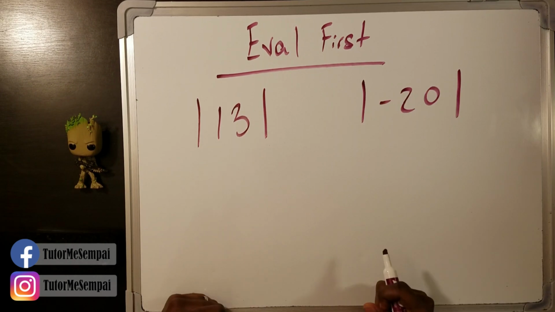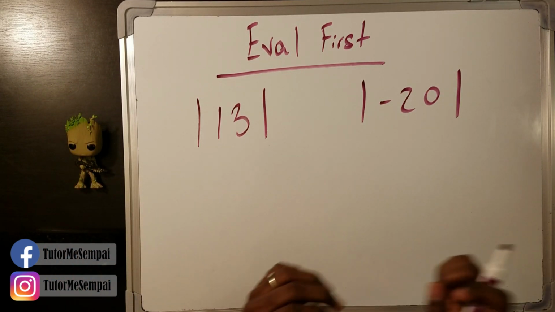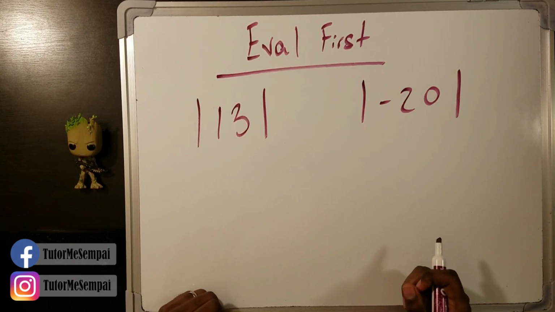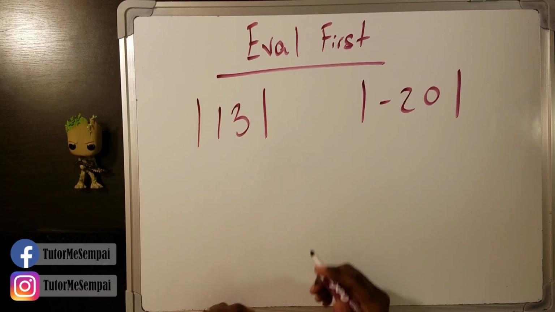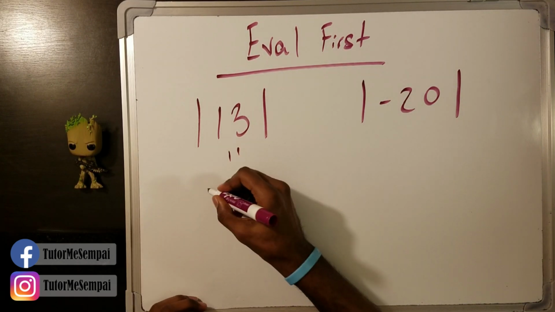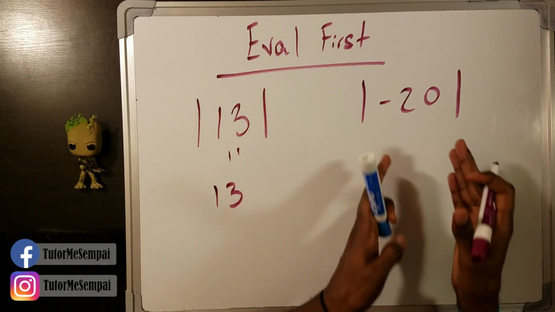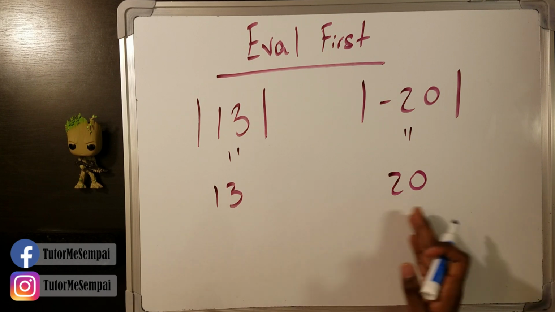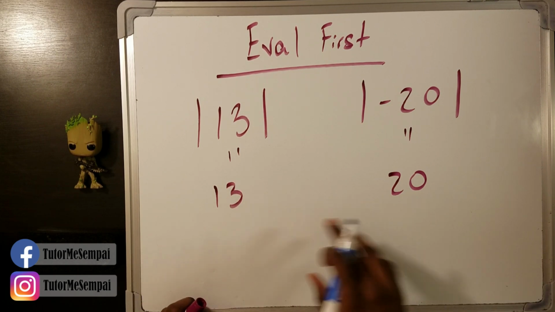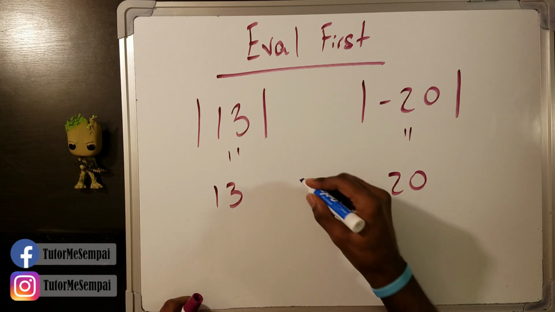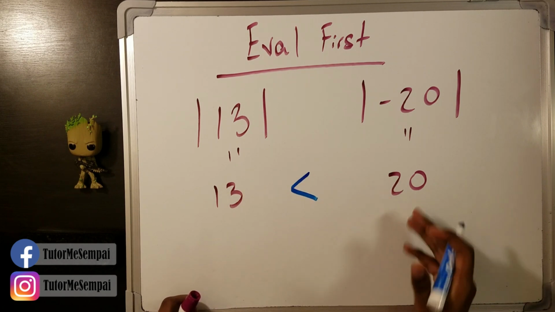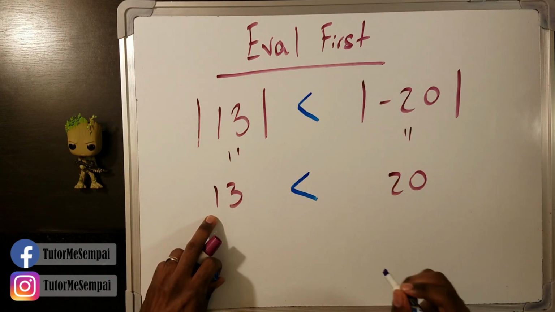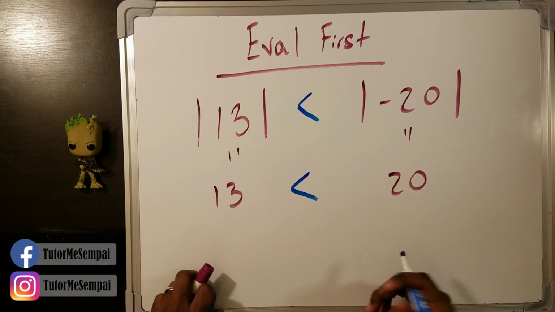Let's say we have these 2 absolute values here. We have the absolute value of 13 and the absolute value of negative 20. Which one is greater, or are they equal? The first thing we want to do is evaluate each one. So we know that the absolute value of 13 is going to be 13, and we know the absolute value of negative 20 is going to be 20. Now, can we compare 13 and 20? We sure can. Which one's greater, or are they equal? Well, we know that 13 is going to be less than 20, and if these equal these, that means the absolute value of 13 is going to be less than the absolute value of negative 20.